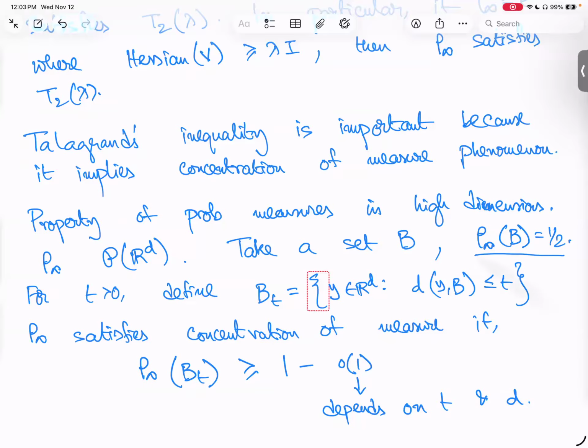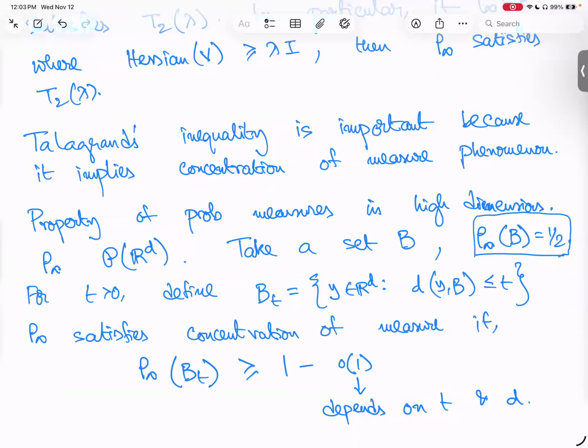No. This is for any set B which has half the mass. You take a probability distribution. Any B which has half the mass is going to satisfy this. Okay, that's the important thing here. Yeah. So you can take a one-dimensional statistic and consider its median, and take the set B to be anything that is contained inside this median ball, and that would also satisfy this.